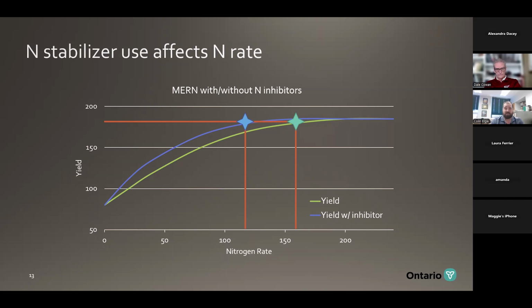And so that's really showing that we're not necessarily gaining yield. We're able to maintain that yield by using a lower nitrogen rate. And really that's where we've got to look at it. That's the money that goes back into your pocket in terms of rate of return from that stabilizer.